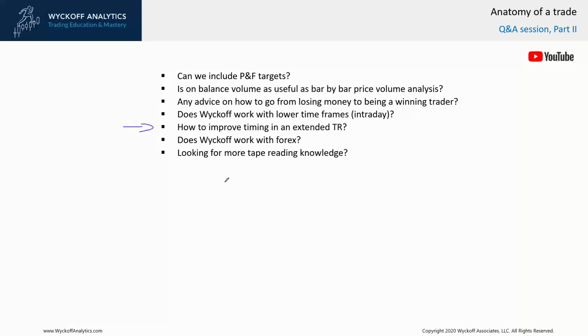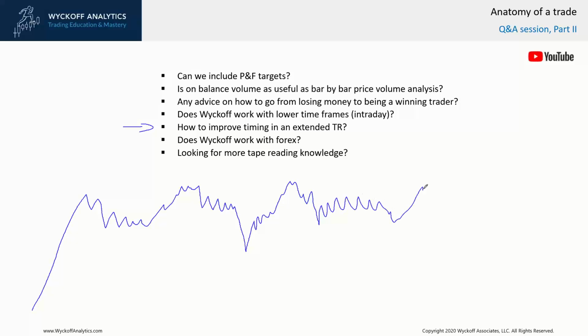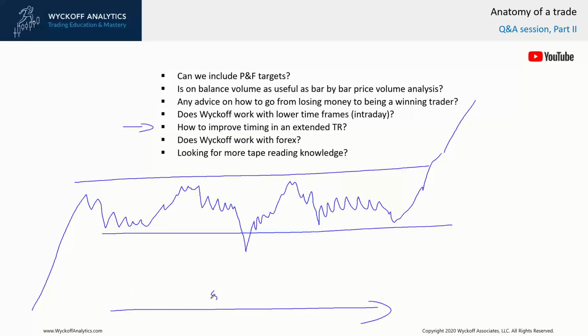Okay, next one. How to improve timing in an extended trading range. Well, very interesting, because we could have trading ranges that have different types of definitions of how the price moves. So for instance, something like this, where we could be in a somewhat prolonged trading range. And imagine if this is maybe like 5 years or so, and you have different types of environments within this range. You could say that the first environment is still a reaccumulation, because it has those characteristics. Then suddenly we go into some kind of distributional mode, and we have a sell-off, and we have a distributional pattern. Then we go into, let's say, a reaccumulation again.